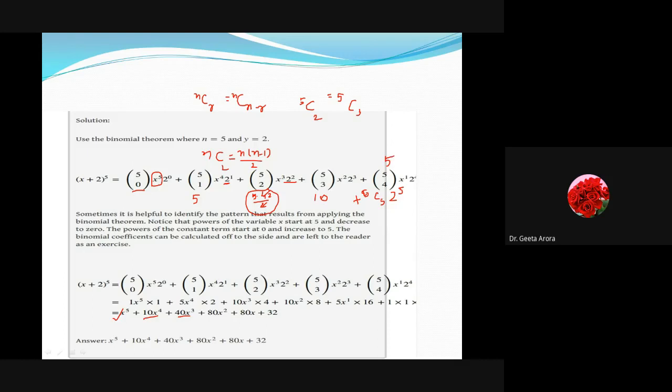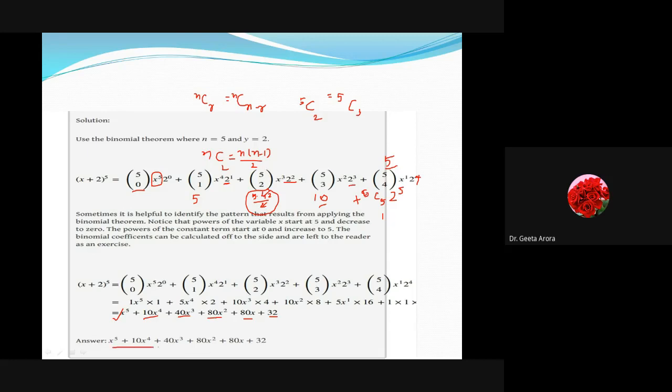Right? And 5C5 and nCn is always 1. So from here we can write down 80, 10 into this 8, 80x^2, this term. From here we have 5 here, and it is 2 raised to power 4. 2 to the 4 is 16. 16 into 5 again gives me 80. 80 into x. And finally 2 raised to power 5 gives me 32. So the last term is coming as 32.